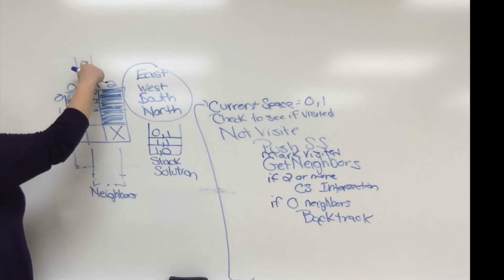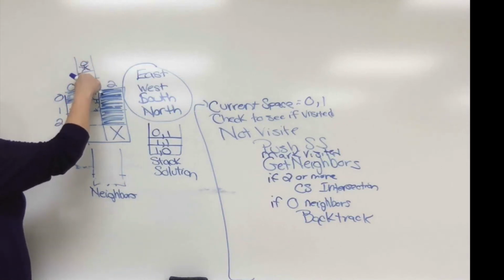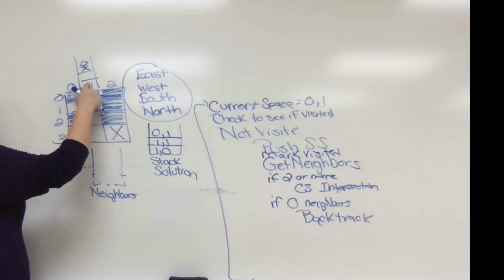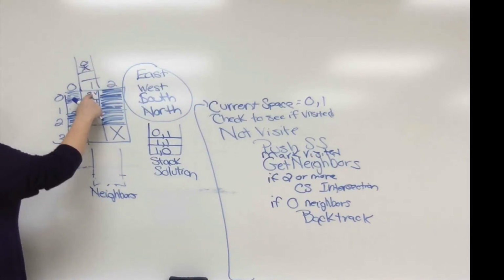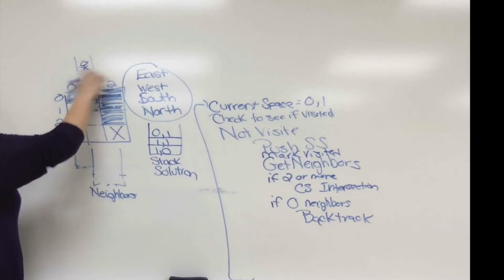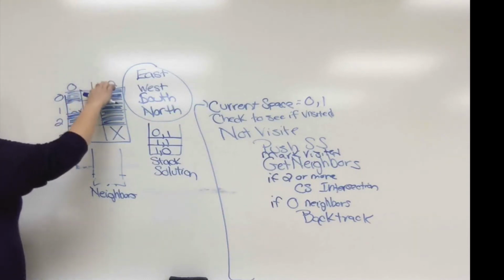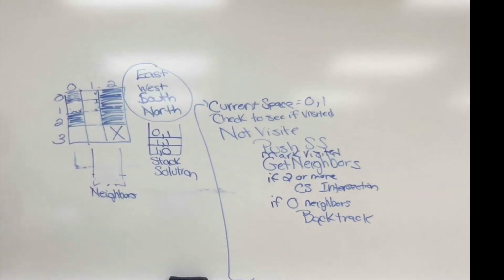So I would backtrack by popping this off, going here. Is this an intersection point? No. Popping it off, going here. Is this an intersection point? No. Popping it off, going here. Is this an intersection point? No. Popping it off. So it doesn't matter. I could go back 1 or I can go back 50. It doesn't really make a difference.